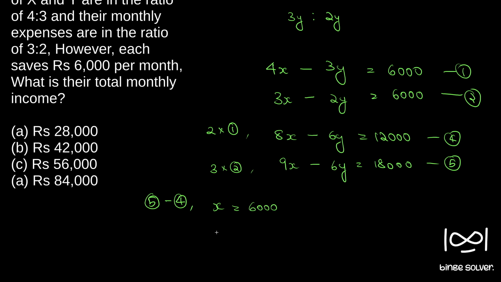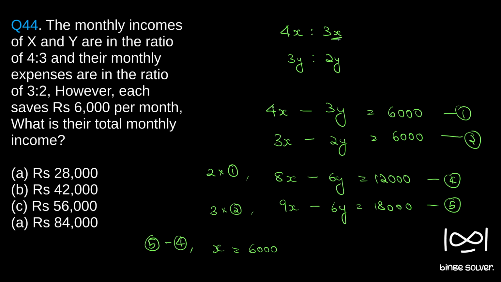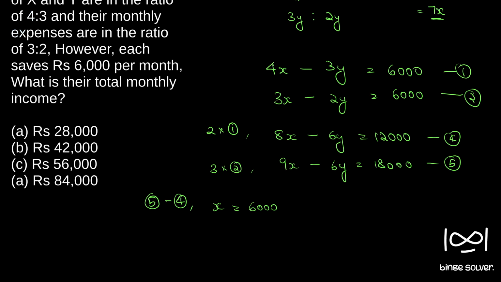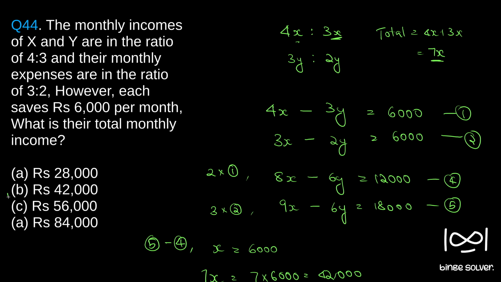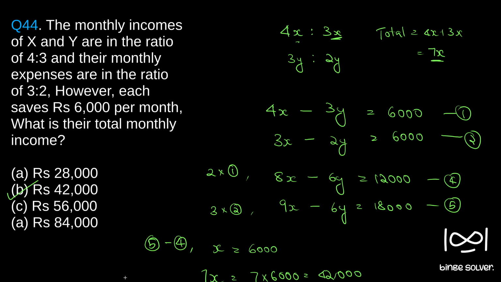Okay, so the question is what is the total monthly income? So we assumed 4x and 3x as their incomes. So total income is 4x plus 3x, that is equal to 7x. So we got our x as 6,000. So 7x is 7 into 6,000, that is 42,000. So here our solution is B, 42,000. So our solution to question 44 is B, 42,000.